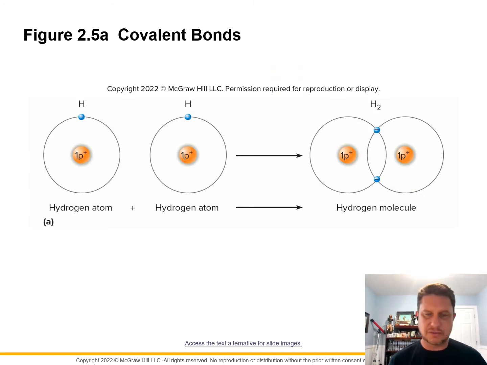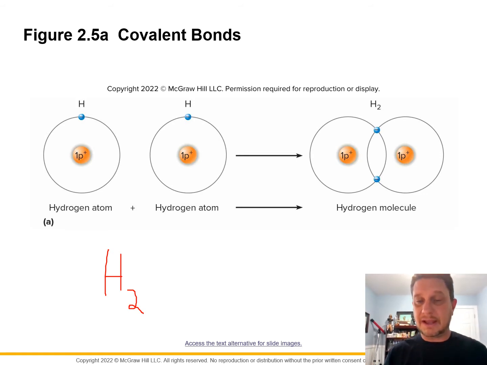This is looking at two hydrogens. If you see something that's an H2, all it's saying is these two atoms are sharing their electrons, and that is a covalent bond, sharing the valence shell.